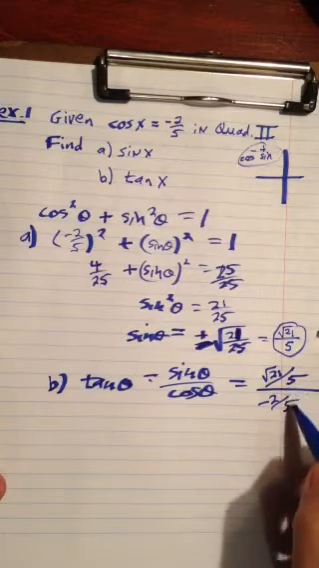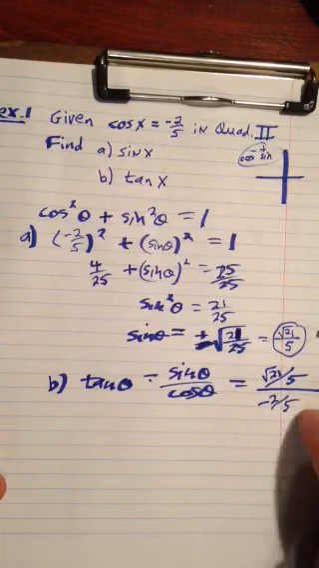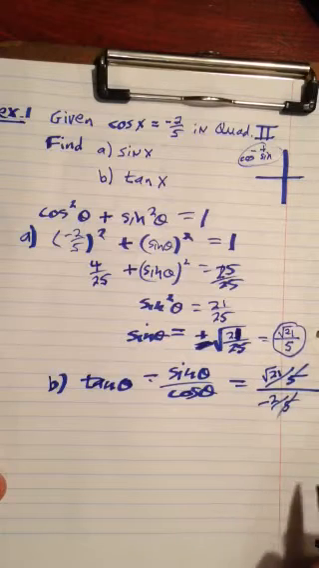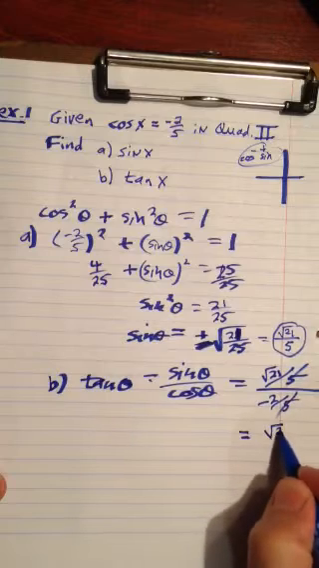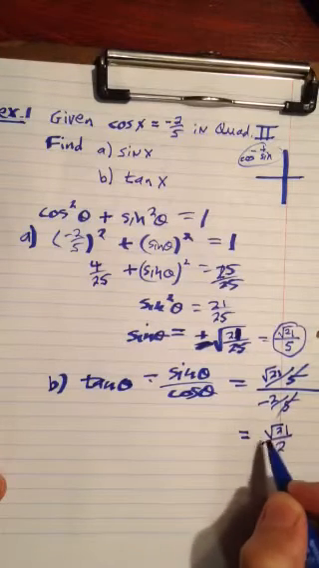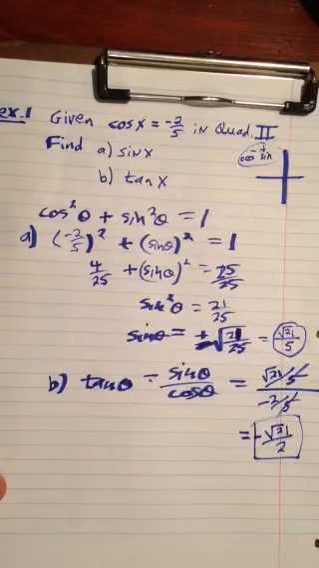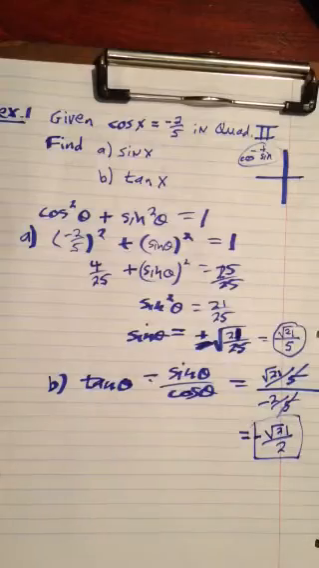If the 5s are in the same position, when you flip this one, remember dividing by a fraction, don't ask why, flip the bottom and multiply. If you were to flip this one, the 5s would cancel, wouldn't they? You can cancel them in this position here. And you get 21 over 2. Let's just put the negative off to the side. And that is using both the Pythagorean identity and the tangent identity.